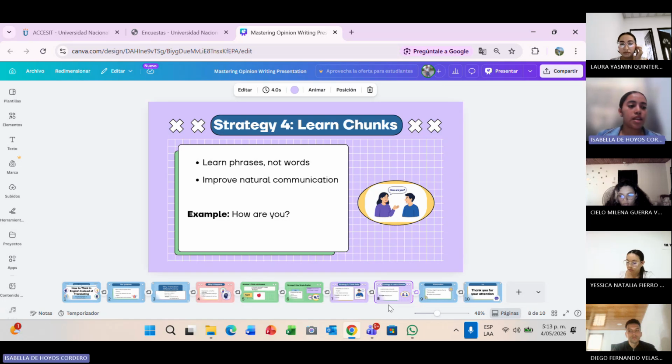The fourth strategy is to learn complete phrases, not just individual words. For example, instead of learning only the word hungry, learn the phrase I am hungry. Or instead of thinking word by word, learn expressions like how are you? This helps you speak faster and more naturally.